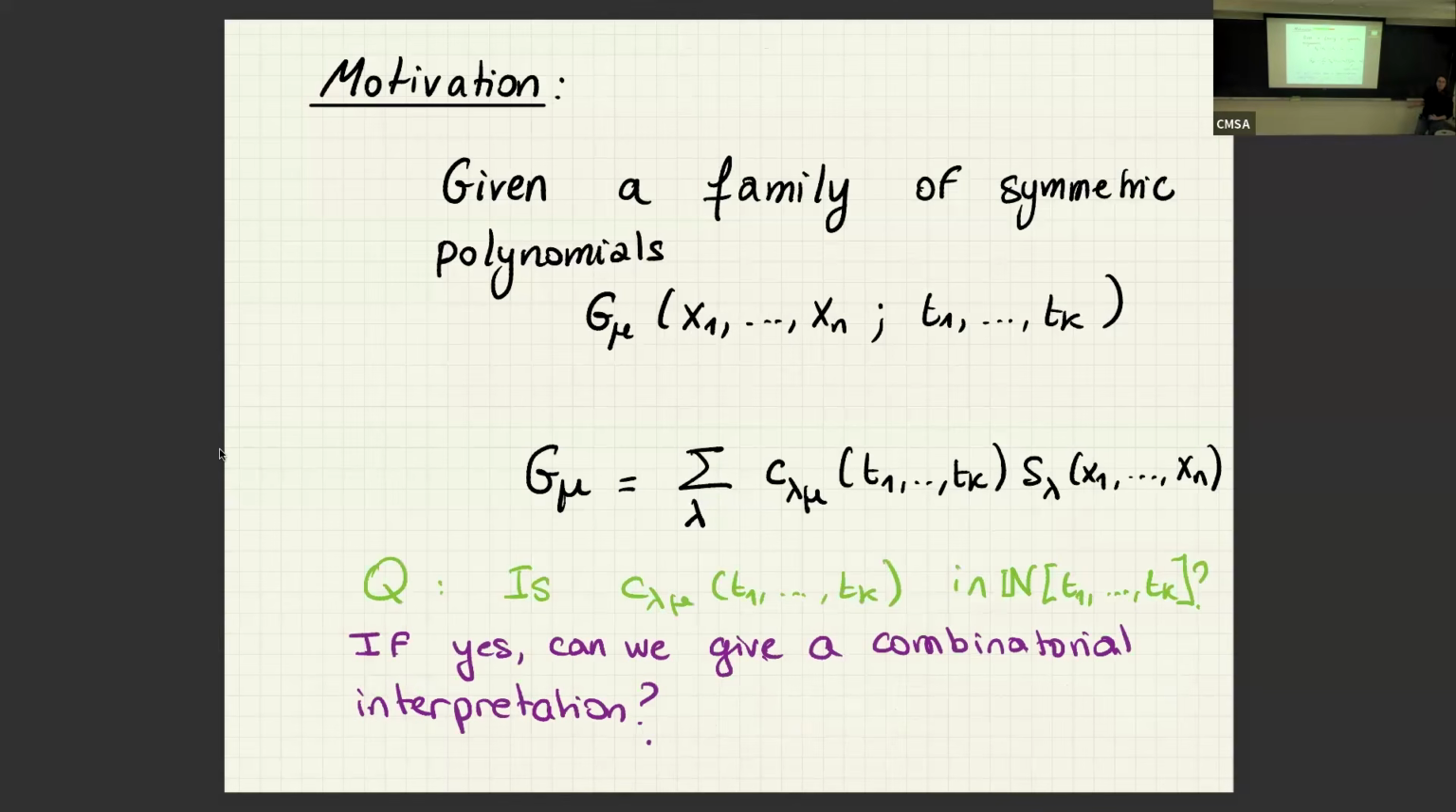So then that's the real combinatorial question. If this is Schur positive, can we give a combinatorial interpretation of these coefficients? Of course, if I can answer the purple question, that implies the green question.